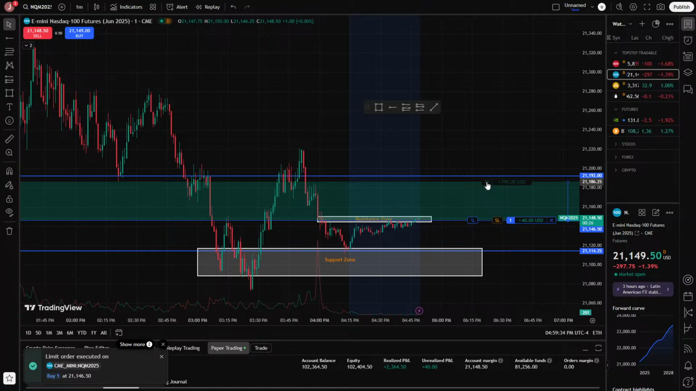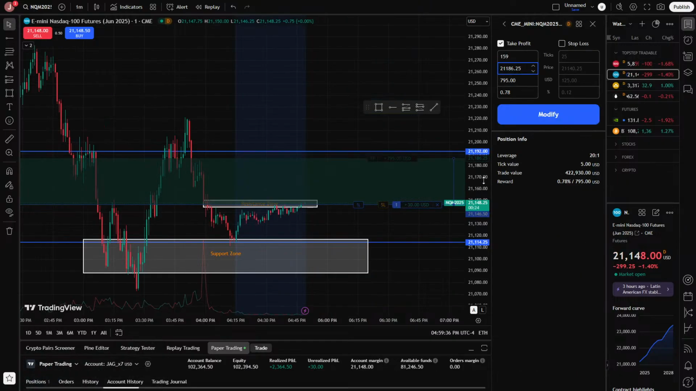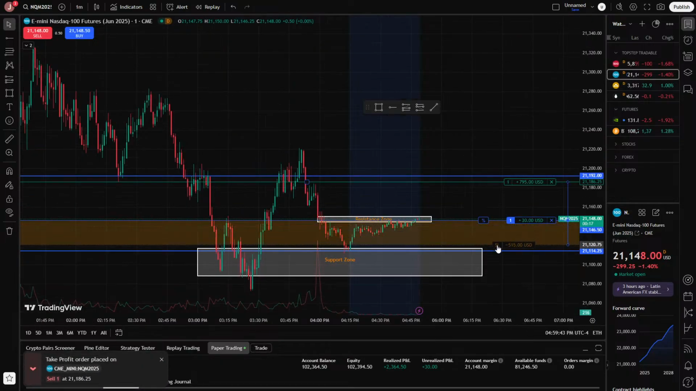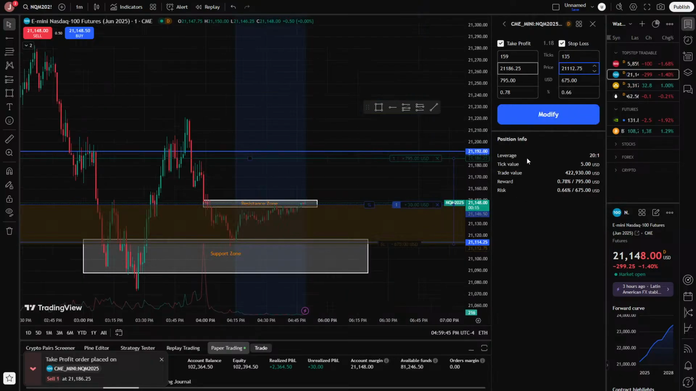Okay, wait. Where did I buy in it? Price isn't that high yet. Alright, well, we're going to try this out. It was an accident, but maybe it was meant to be. We're going to put this below the support zone right here.